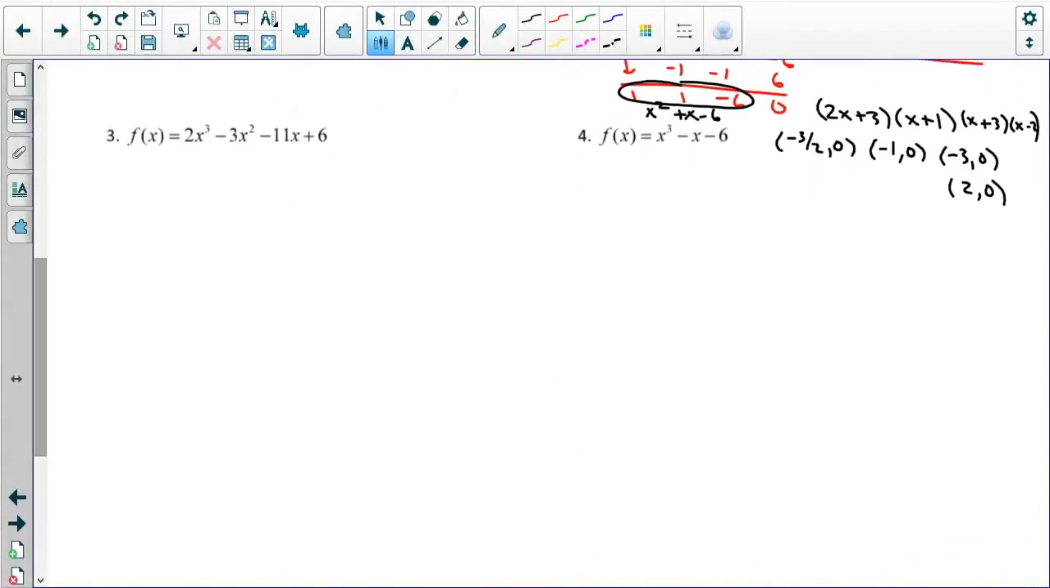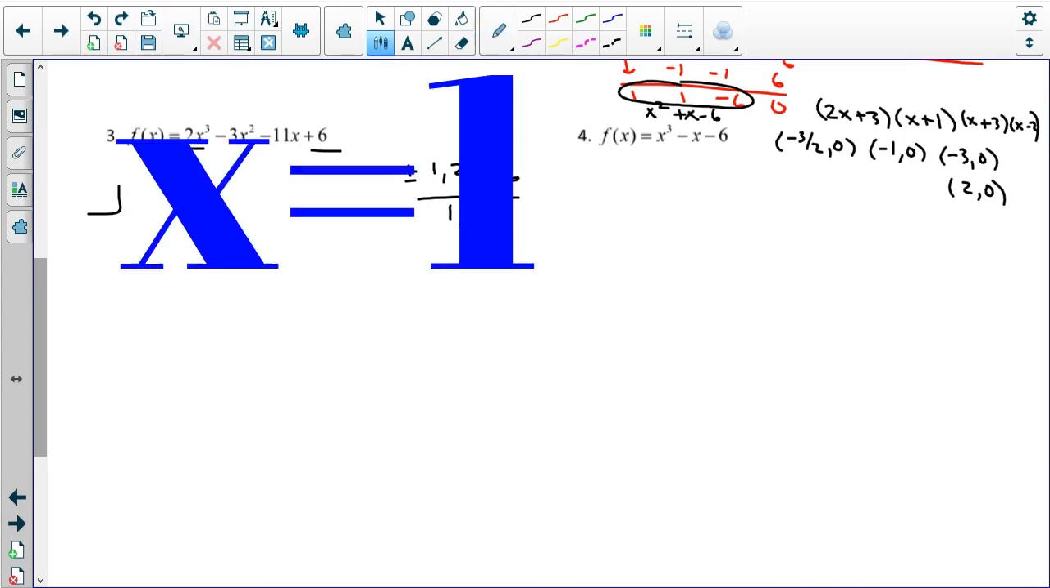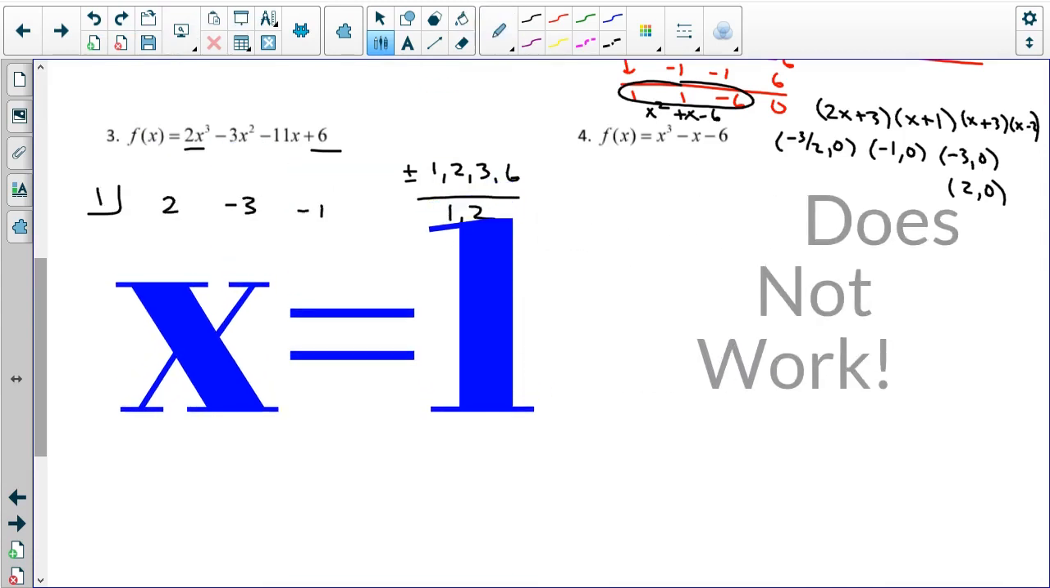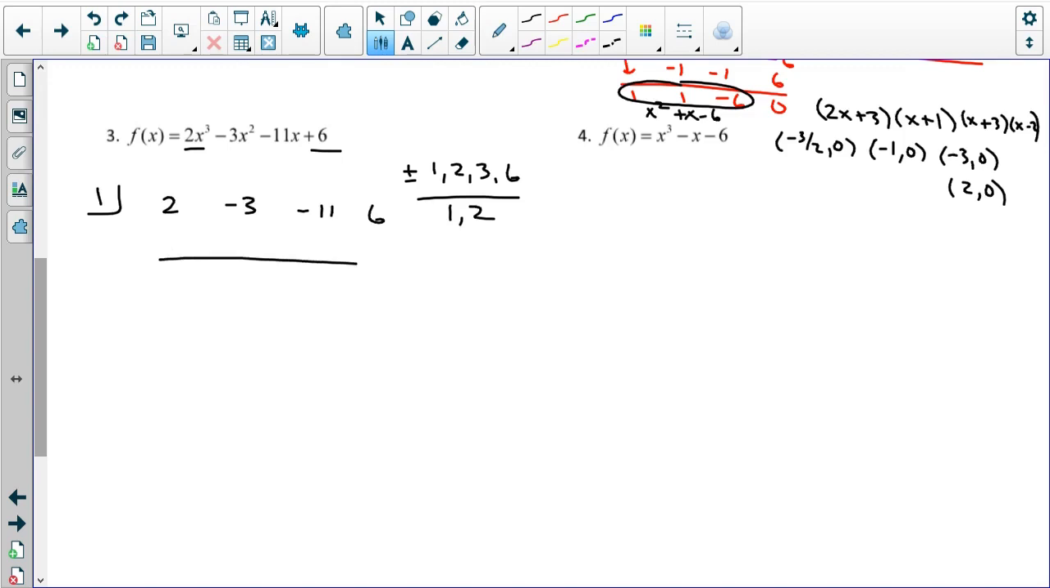Okay, number 3. I'm going to do the rational root theorem. So plus or minus 1, 2, 3, and 6 over 1 and 2. I'm going to try nice numbers as much as I possibly can. So I'm going to try 1, 2, negative 3, negative 11, 6.